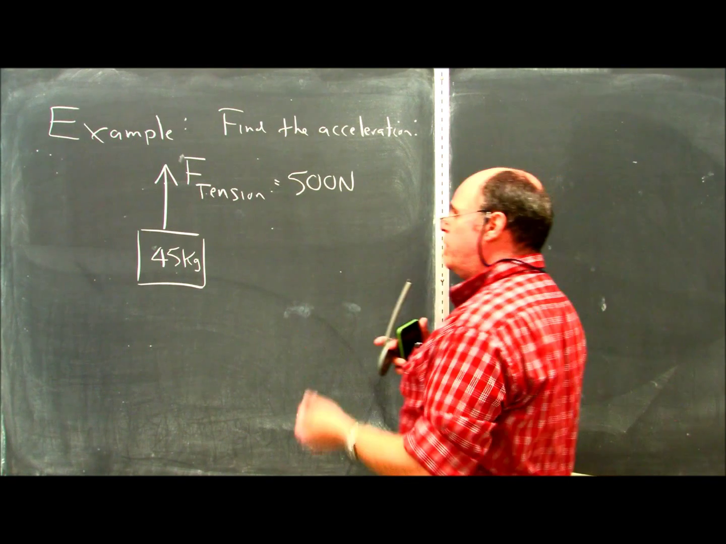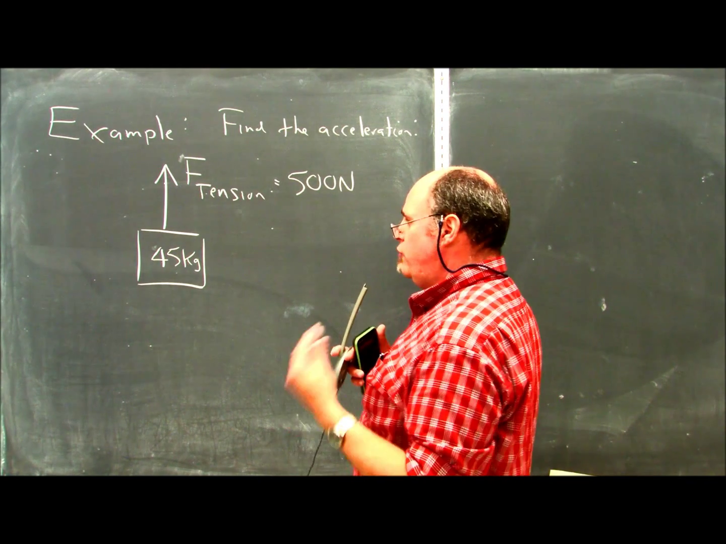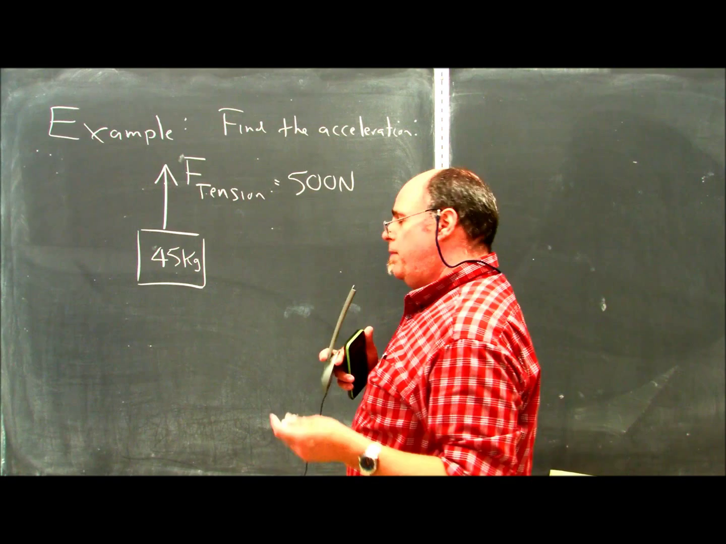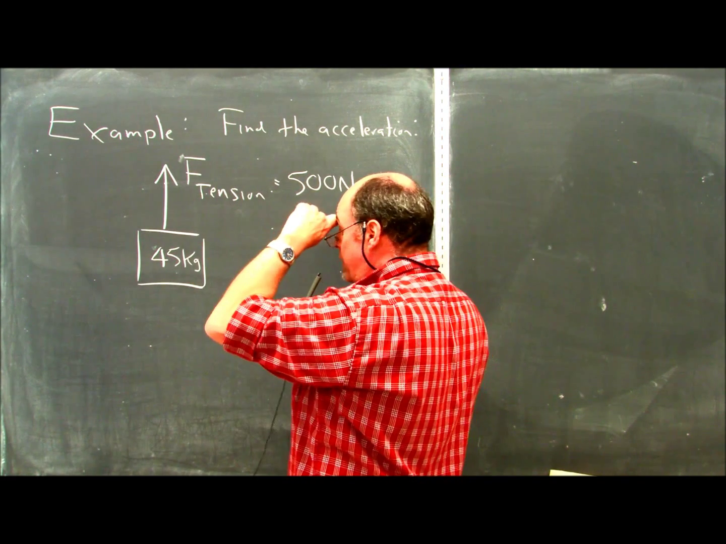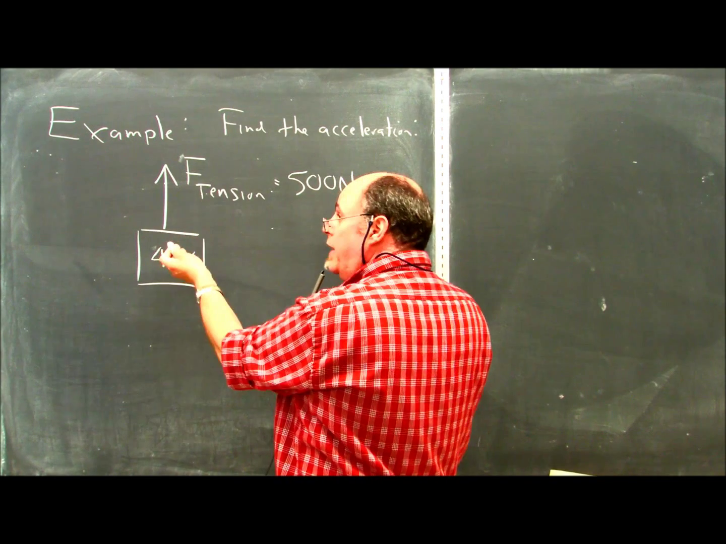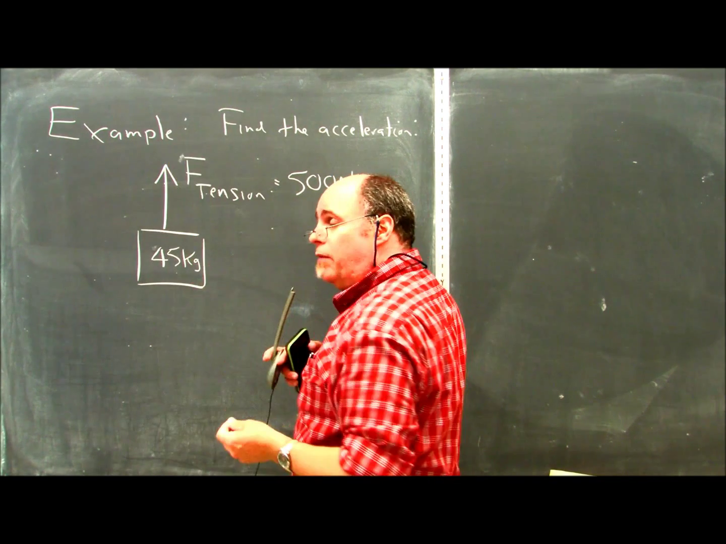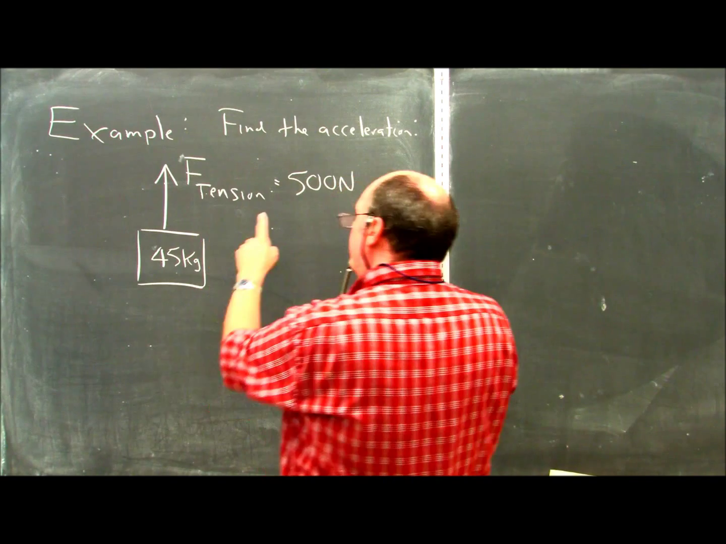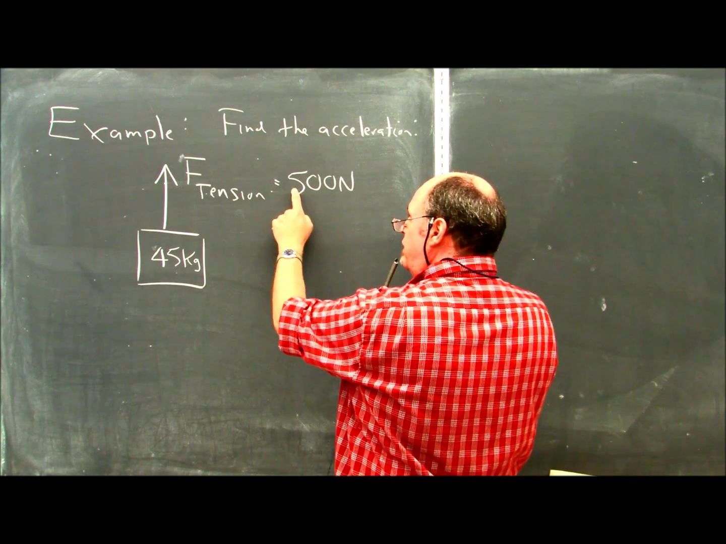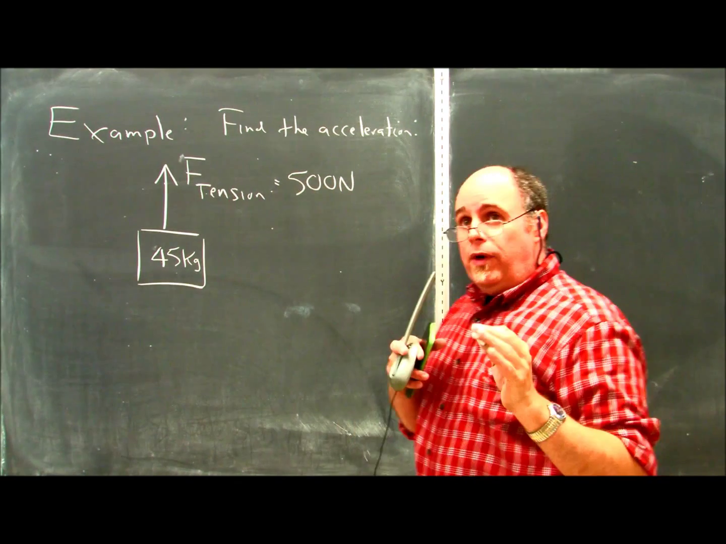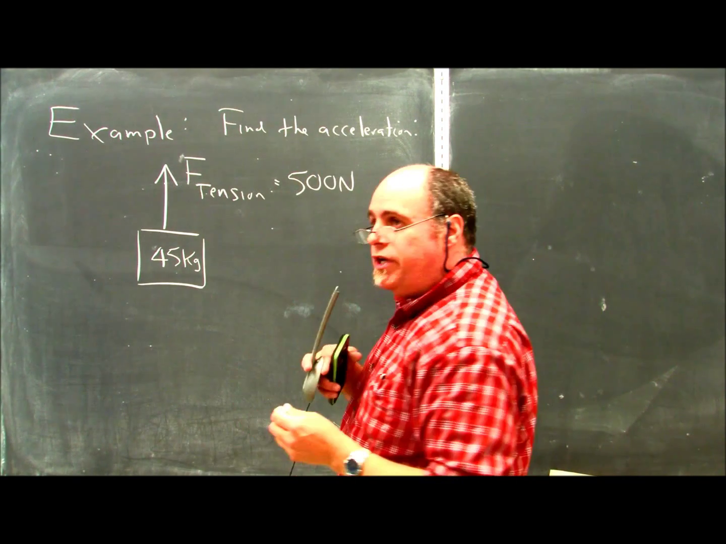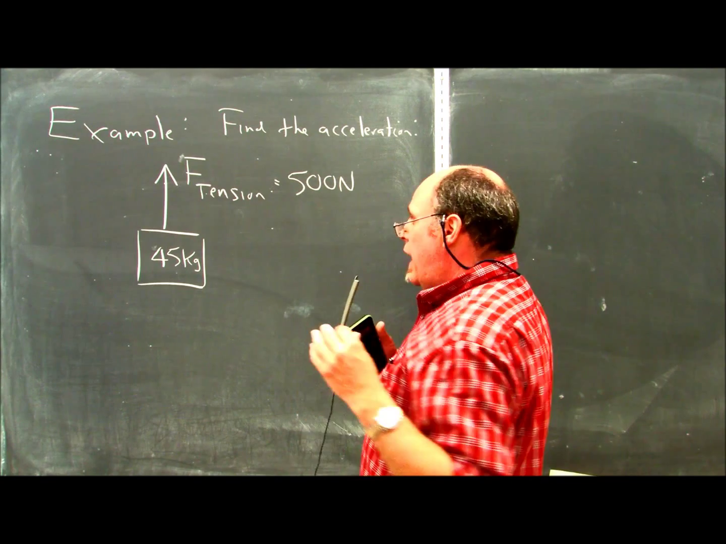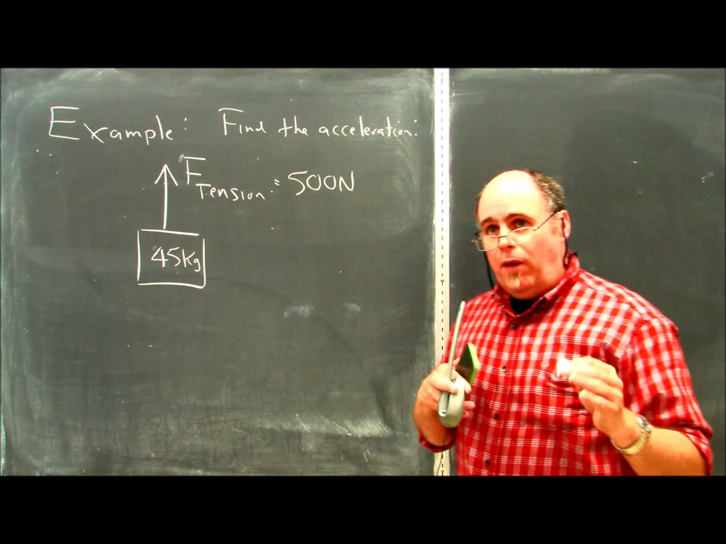Here is a quick problem where they have shown us a picture and they said we have a box that's 45 kilograms and it's attached to a cable, and the cable is going to lift this box up and pull it up into the air, and the tension in this cable is 500 newtons. And the question is, find the acceleration on the system, find the acceleration on the box.